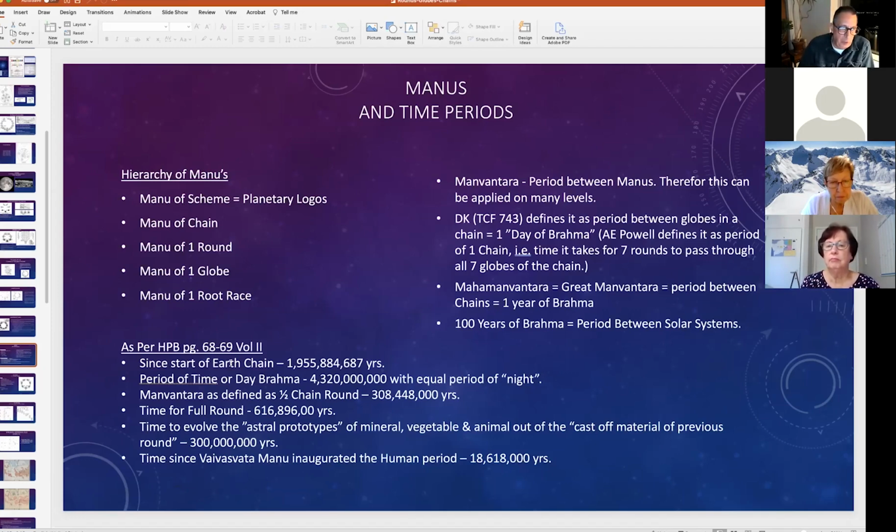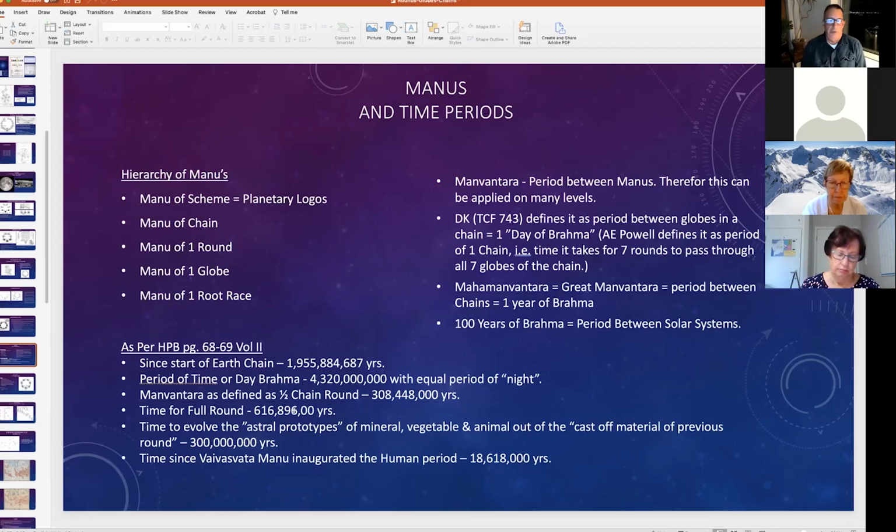But one thing that's fairly certain, HPB said it pretty clearly, and Purucker sort of explains it, is that the start of the Earth chain occurred 1.95 billion years ago. And that's roughly half, because we're in the middle. HPB also talks about how a manvantara, and this is where it gets a little weird, is 308 million years. Now, the confusion is that's only half the round. And that's because they talk about the 14 manus of the chain. It seems like there's a manu for the first half and a manu for the second half. And since there are seven rounds, 2 times 7 is 14. So the period of time for the full round is roughly 616 million years, which means that all seven rounds take approximately 4.3 billion years.